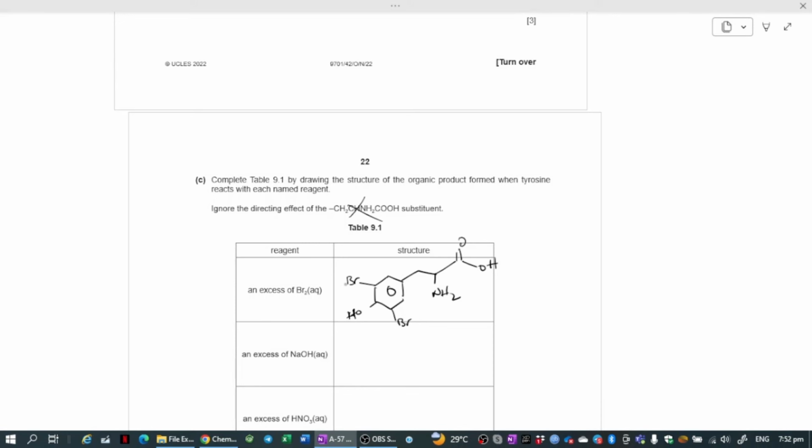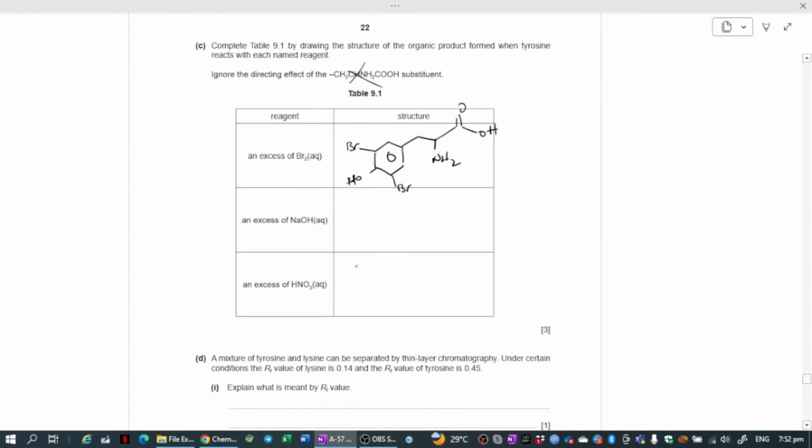When we react with an excess of sodium hydroxide, what happens? The OH of the phenol is acidic, and the OH of the carboxylic acid is acidic, so you would get the corresponding anionic species forming. So you get O minus forming here. NH2 is a basic group, so it will not react with a base, and you get O minus here. And of course you have the counter ions, Na plus, Na plus.